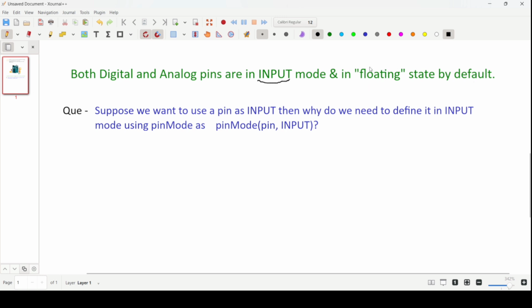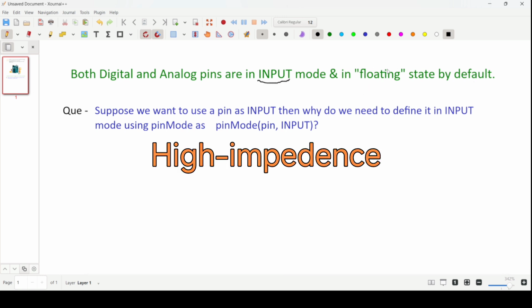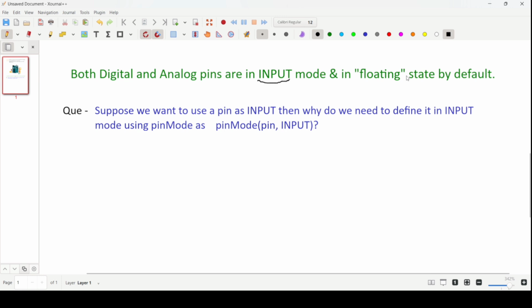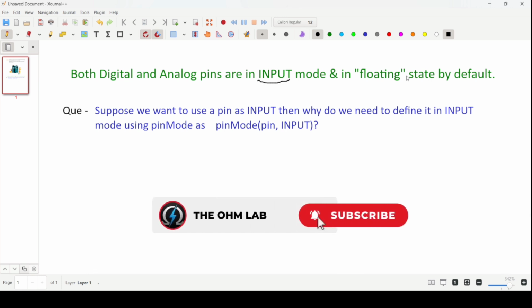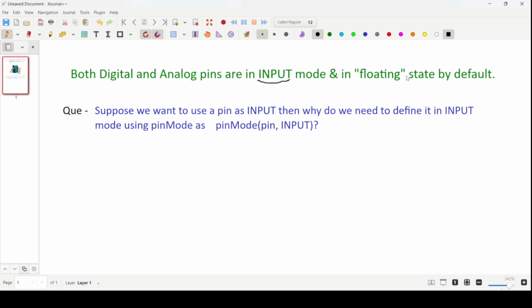So what is this floating state? Floating state is also called the high impedance state. In this state, when you are not connecting anything to the pin, it can pick up random noise from its surrounding and it may accidentally trigger your circuit, right?